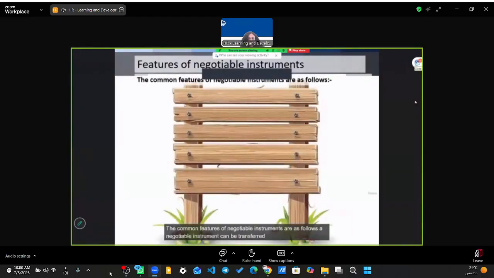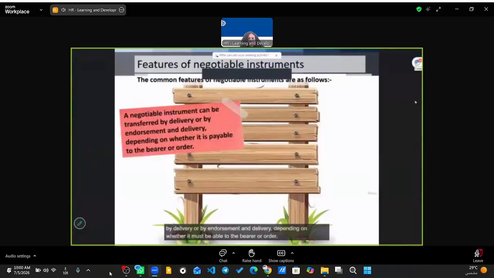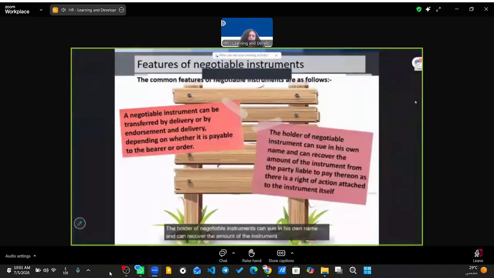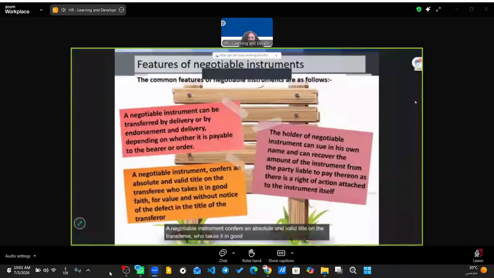The common features of negotiable instruments are as follows. A negotiable instrument can be transferred by delivery or by endorsement and delivery, depending on whether it is payable to the bearer or order. The holder of a negotiable instrument can sue in his own name and can recover the amount of the instrument from the party liable to pay thereon, as there is a right of action attached to the instrument itself. A negotiable instrument confers an absolute and valid title on the transferee who takes it in good faith for value and without notice of the defect in the title of the transferor.